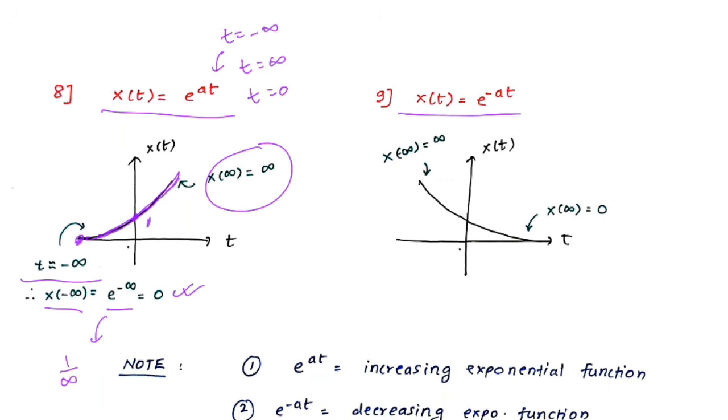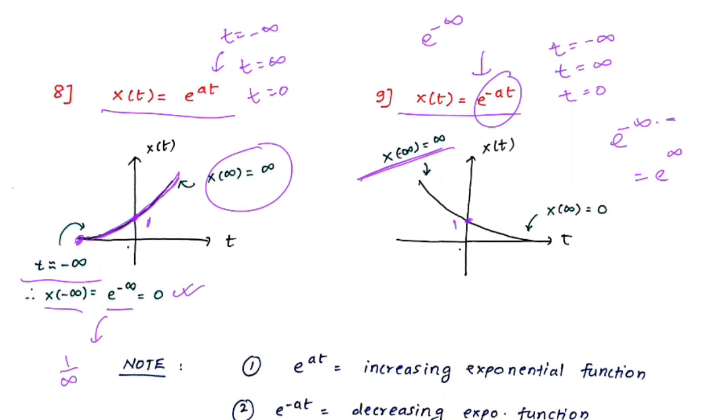If I take the reverse of that, e raised to minus at, put the values again, t is equal to minus infinity, t is equal to infinity, t is equal to 0, and see the changes. So when I put t is equal to 0, again I will get 1, but when I put t is equal to minus infinity, I will get e raised to minus infinity into minus. So this is actually e raised to plus infinity. E raised to plus infinity means our value is infinite. If I put t is equal to infinity in this function, I will get e raised to minus infinity. So this is 1 by infinity and the value is 0.